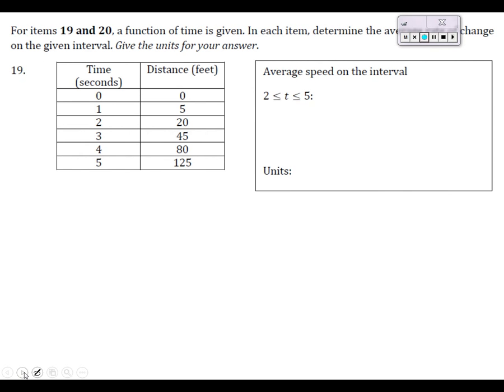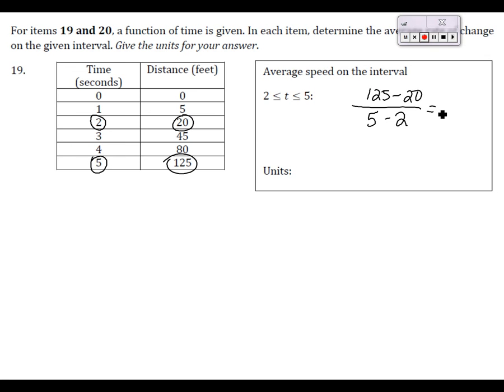Problem 19 is talking about average speed on the interval 2 to 5. When you're looking for an average speed, you're going to take the points 2 and the corresponding distance, and 5 and its corresponding distance, and you're going to run this like slope. So you're going to take 125 minus 20 over 5 minus 2.